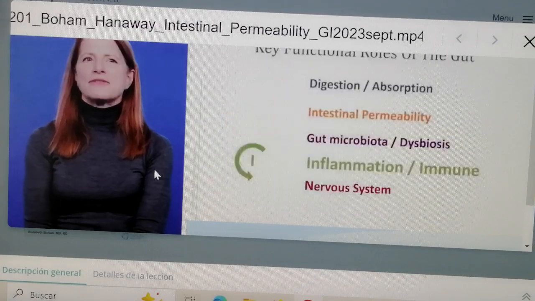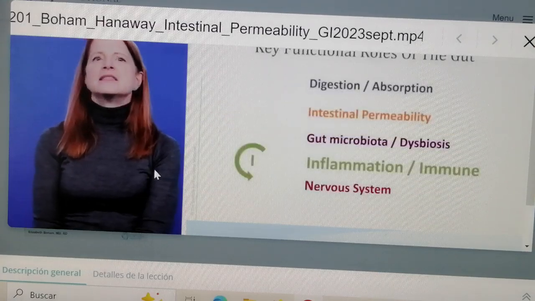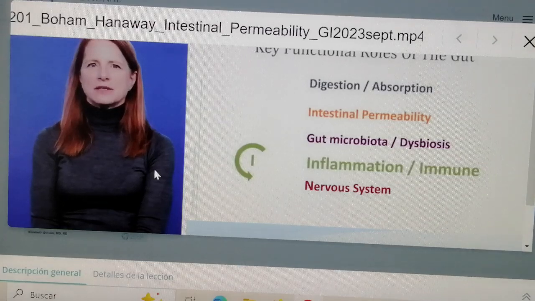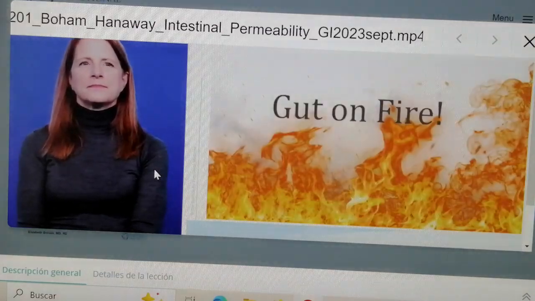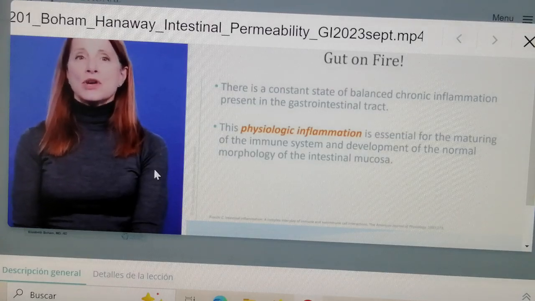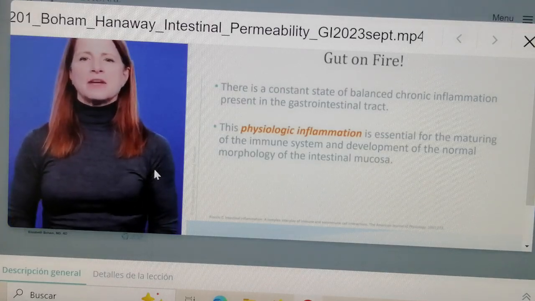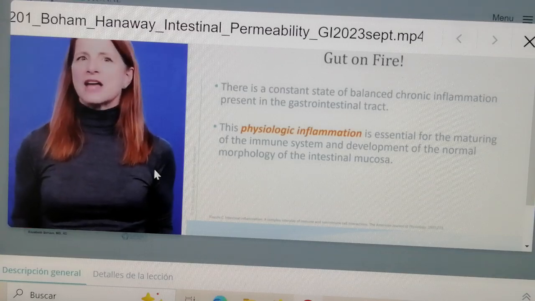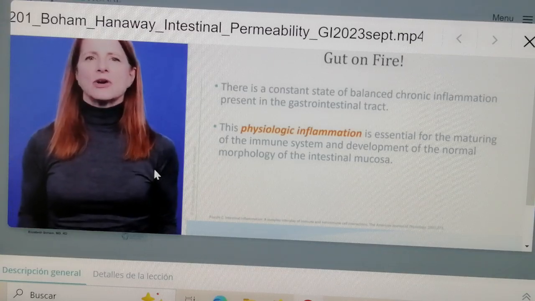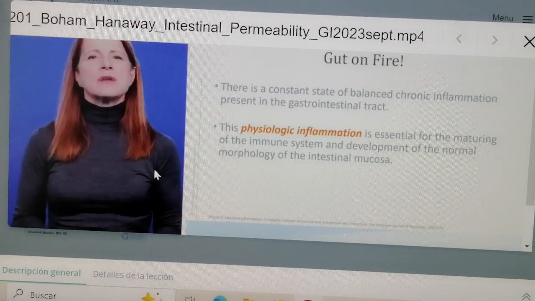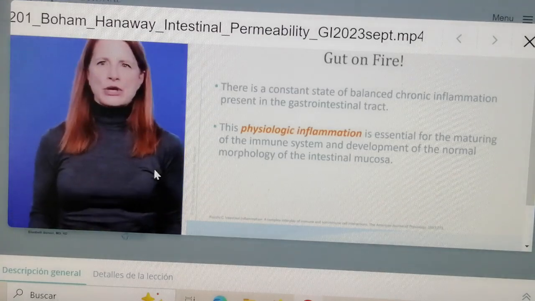So let's describe how the intestinal barrier may promote or inhibit both local inflammation and systemic inflammation. So how that first eye is impacting that second eye, the immune system and the inflammation. You know, we know that there's chronic inflammation that can be healthy and important, physiologic inflammation that's really necessary for the maturation of the immune system in the gut. So not all inflammation is bad, we know that.